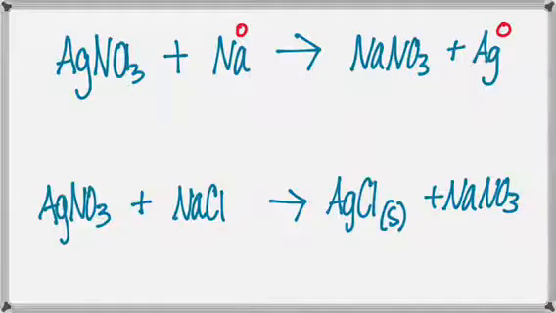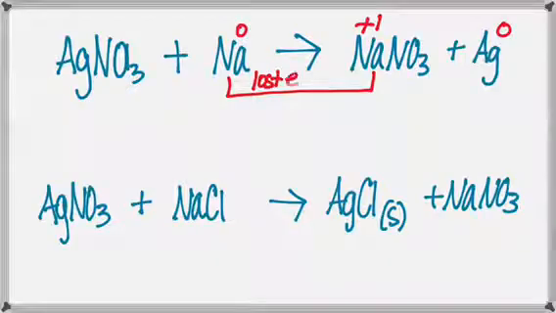Okay. As soon as you see a free element on one side of the equation and it's in a compound on another side of the equation, you can bet your bottom dollar that it is a redox, because it's got to change for sure. Okay. So when sodium is in a compound, it's a group 1 metal, so it's always a +1. Okay, so sodium went from being a 0 to a +1, so that means it lost an electron, so that means it was oxidized.